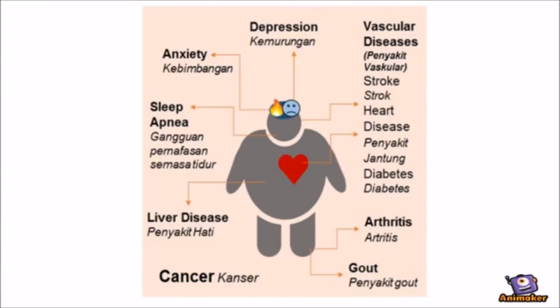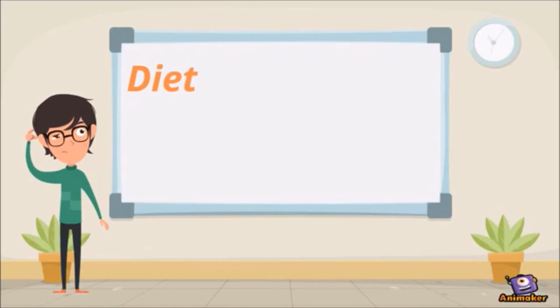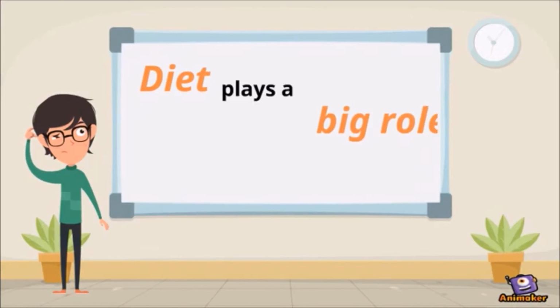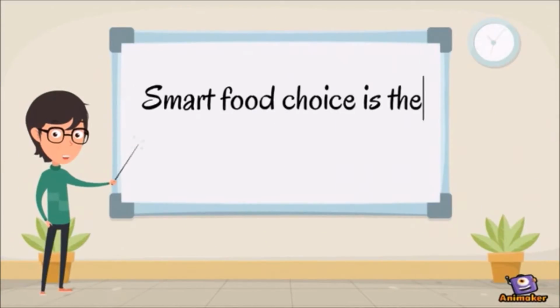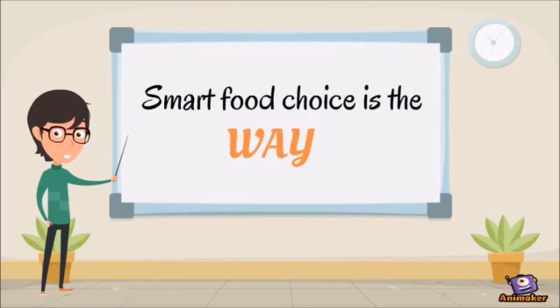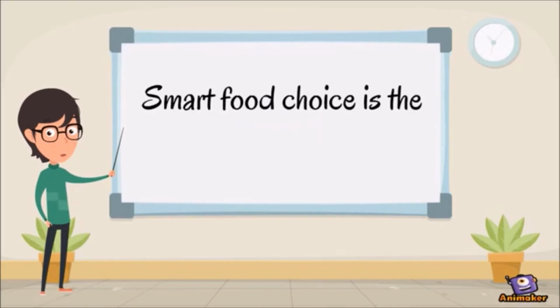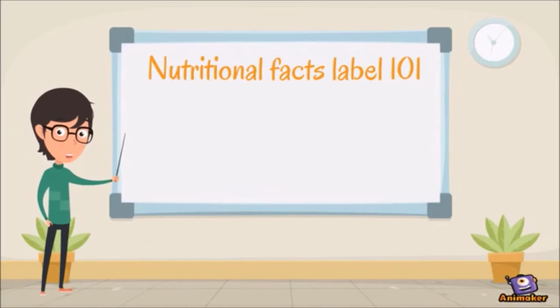Obesity-related conditions include stroke, heart disease, diabetes, and certain types of cancer. These are some leading causes of death. Do you know that diet plays a big role in managing your weight? One of the ways to practice healthy diet is to make a smarter food choice by learning to read the nutrition facts label.